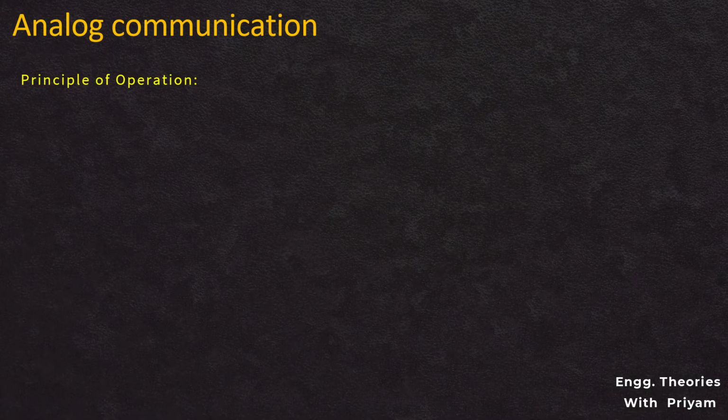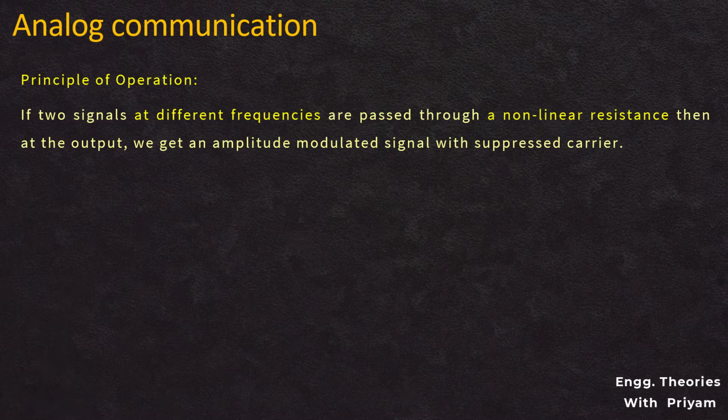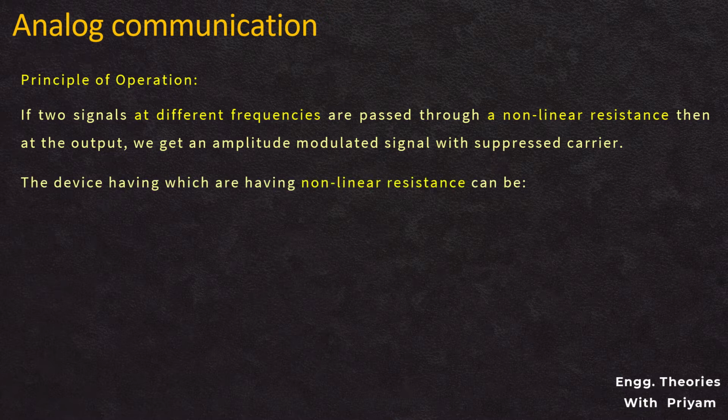The principle of operation of a balanced modulator states that if two signals of different frequencies are passed through a nonlinear resistance, then at the output we get an amplitude modulated signal with suppressed carrier. The device having the nonlinear resistance can be a diode, a MOSFET, or even a bipolar transistor.